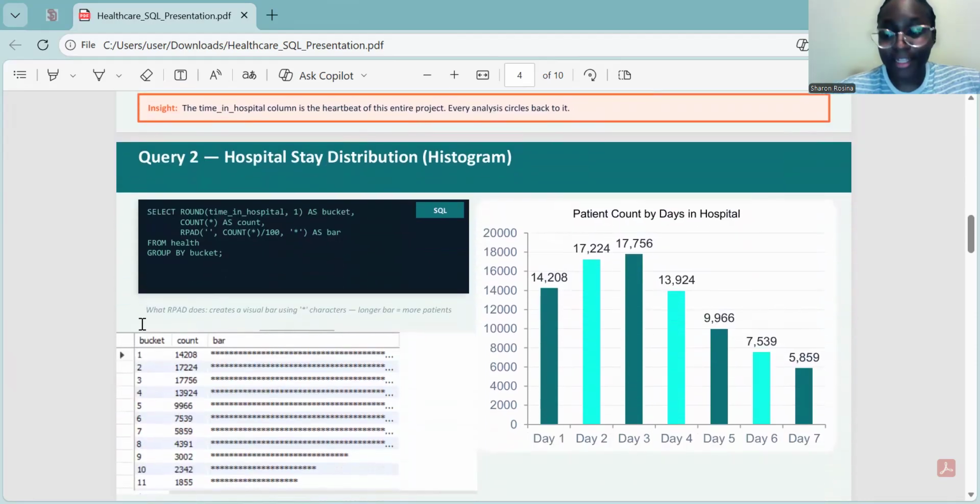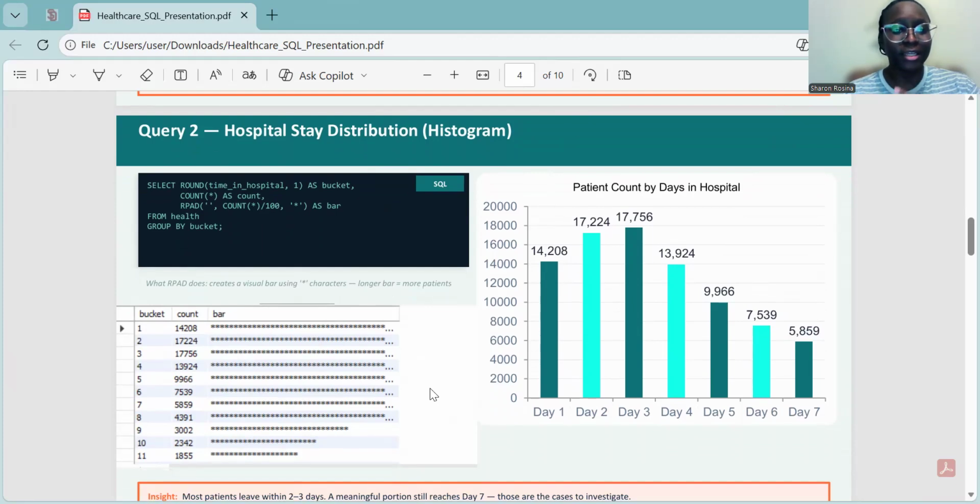So the next thing is, let me tell you, I was trying to visualize with SQL. I wanted to understand the number of days in the hospital and the count of patients each day at the hospital. So I had to put them in buckets like day 1, day 2, day 3, day 4, day 5, day 6, day 7. I used the ROUND function because I wanted to make sure that my time in hospital is a whole number, and then to count the number of patients in each day, like day 1 has 14,000, 17,000, and all that. So this is the output I got in SQL.